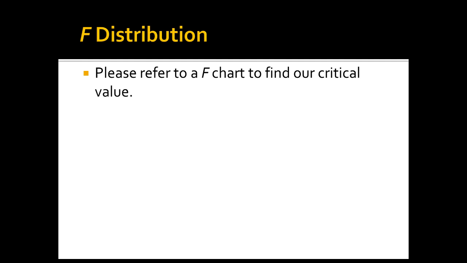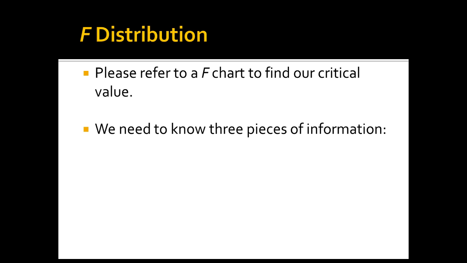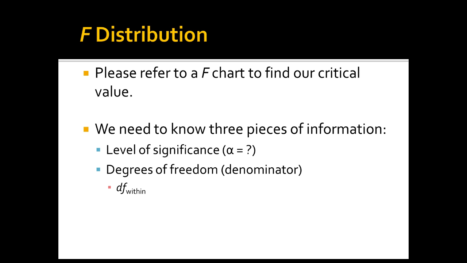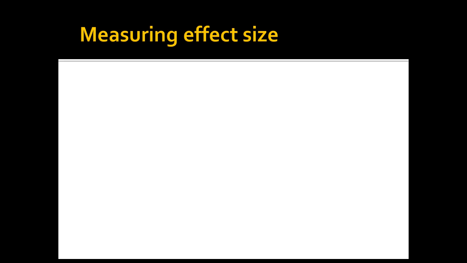You would refer to an F chart to find your critical value. You need to know 3 pieces of information to do this. The level of significance, which shouldn't surprise you, usually 0.05 or 0.01. The degrees of freedom in the denominator, which is the within, and the degrees of freedom in the numerator, which is the between. Then you can look up your F critical value and compare that to your F statistic value.